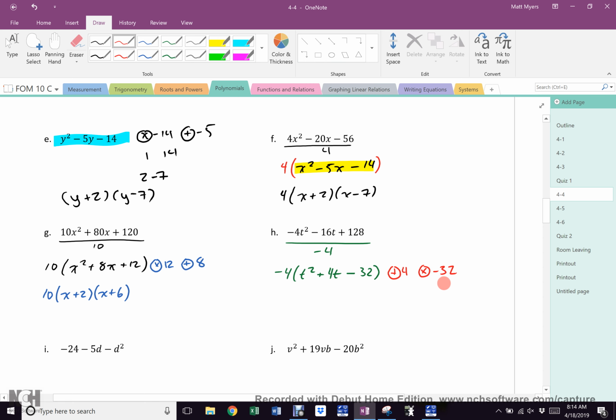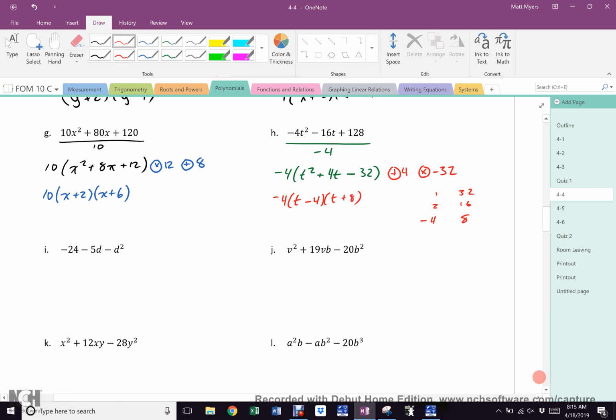Because all of you did this work last night, because I told you it was homework. What are the two numbers that multiply to negative 32 and add to 4? Is it 1 and 32? No. Is it 2 and 16? 2 and 16 will make 4. Is it 4 and 8? Negative 4. 8 and negative 4 make 4. So it's negative 4, t minus 4, t plus 8.